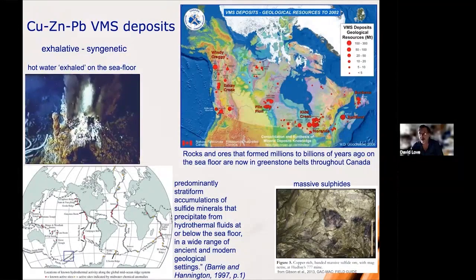Ancient volcanic rocks are found in belts across Canada. These deposits occur in clusters, and we have a number of camps, clusters of deposits, from Buchans, Newfoundland, through Bathurst, Noranda, Flin Flon, to Eskay Creek in BC, which is an especially gold-rich VMS deposit.